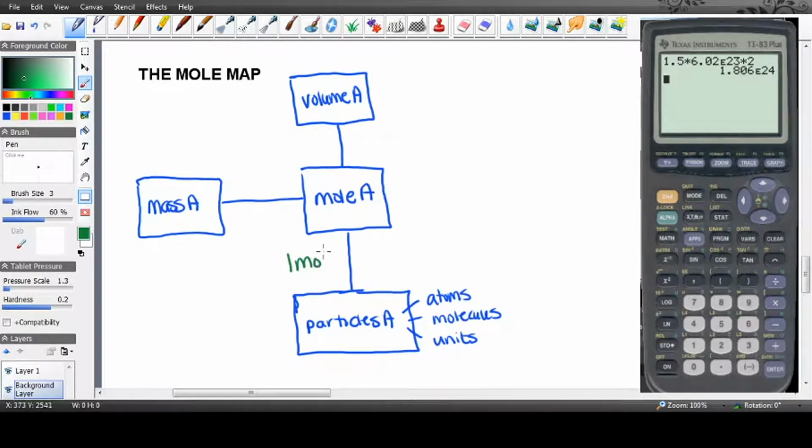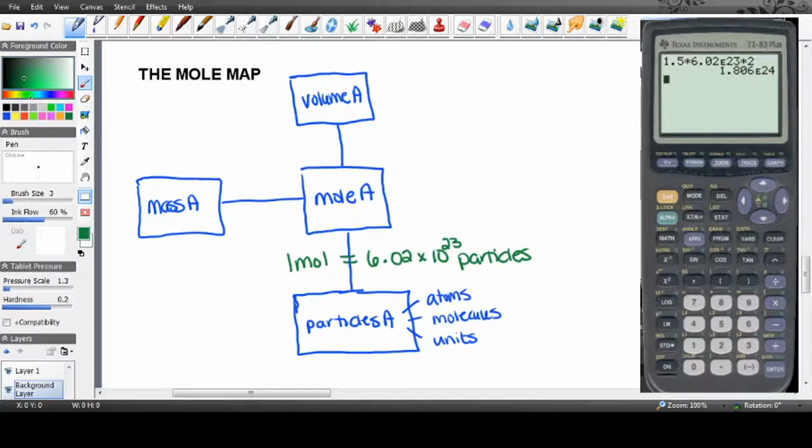1 mole is equal to 6.02 times 10 to the 23rd particles. Go ahead and write that on your mole maps. And in fact, you can write the same exact thing off to the right-hand side of your mole map between moles of B and particles of B. It's going to be the same conversion factor, okay? Let's go ahead and pause this and write that down in both places on your mole map, between moles of A and particles of A, and moles of B and particles of B.